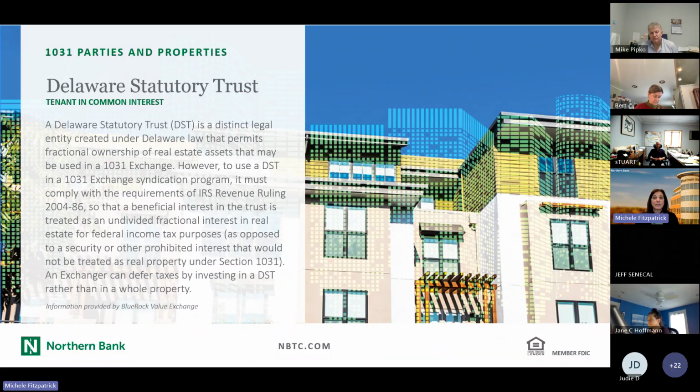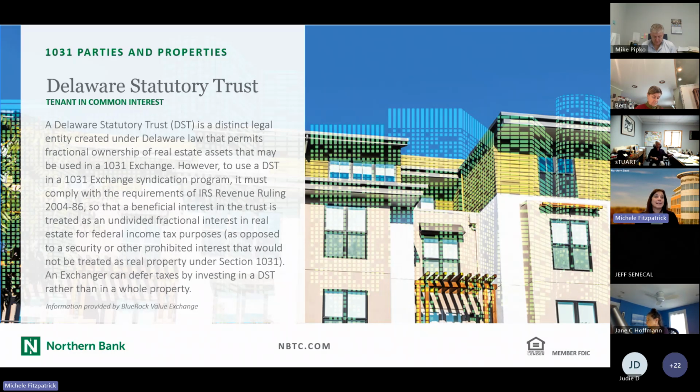And they're afraid that that 45-day window is going to come really quickly, and they're not going to have a replacement property lined up, and they are not going to be able to complete their exchange, and they're going to have to pay their taxes. This is the fear of everybody that we talk to. So Delaware statutory trusts are a great option for people that call us up and say, listen, I don't want to pay taxes. I don't care what I do. I'm not paying the taxes. I want to get out of this property. Delaware statutory trusts are available.